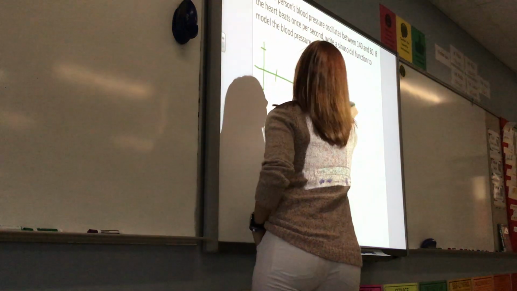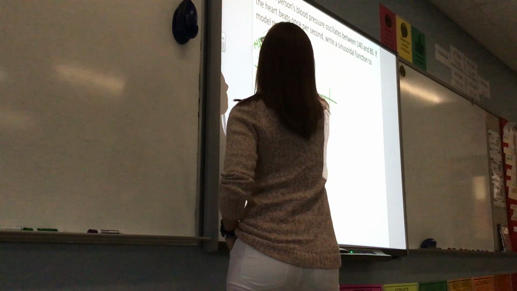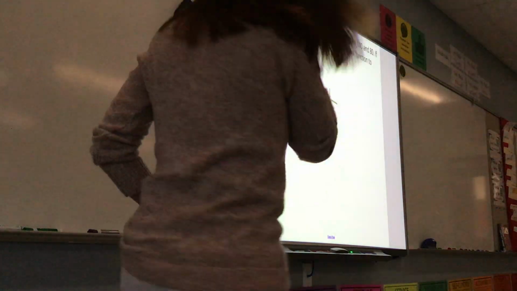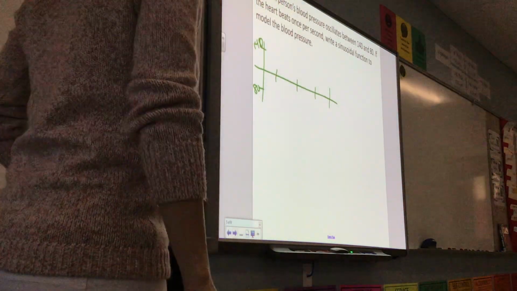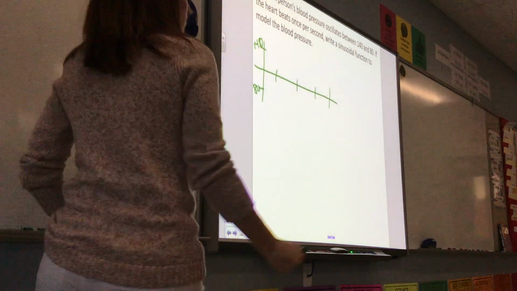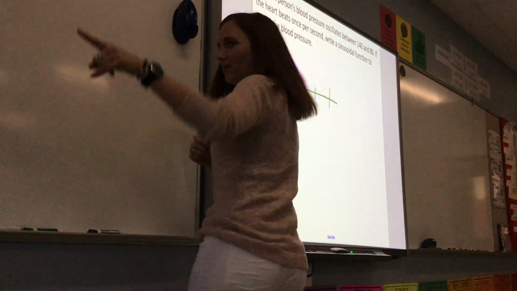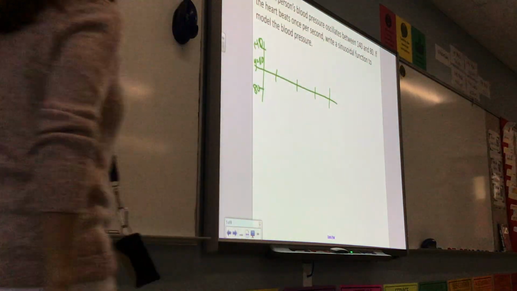140 is your maximum. Cool. What's my midline then? 110. That's two different numbers. Which one's right? What's halfway between 140 and 80? Oh, number. Correct, its number, and that number is specifically 110, so that's good.